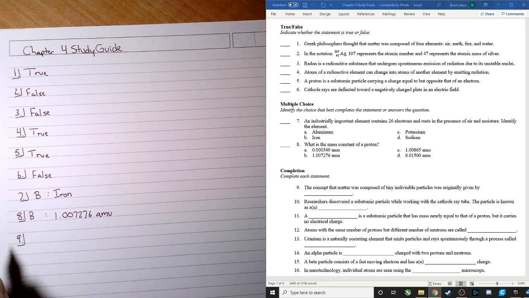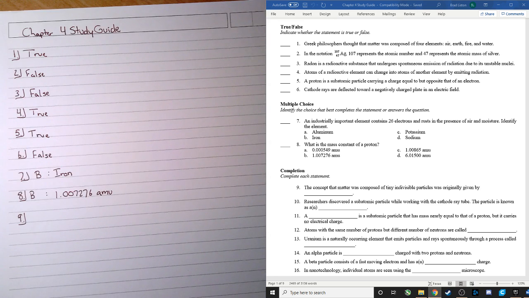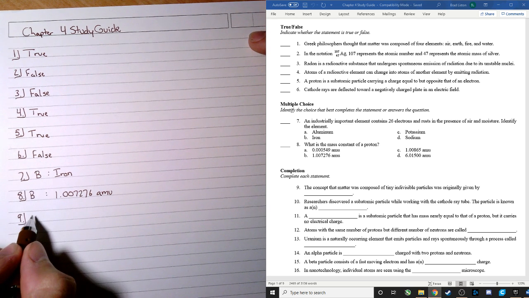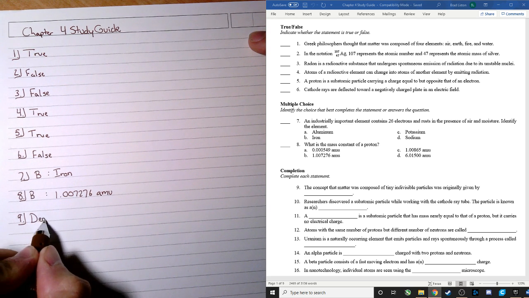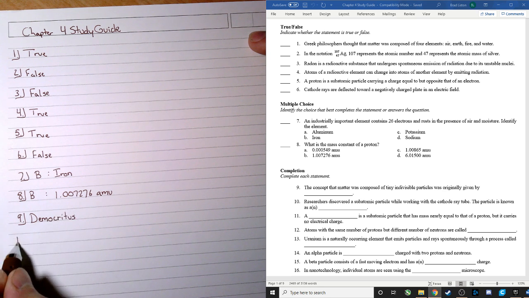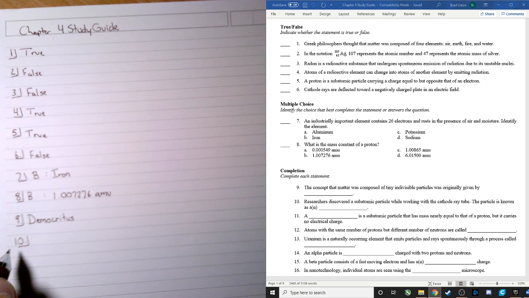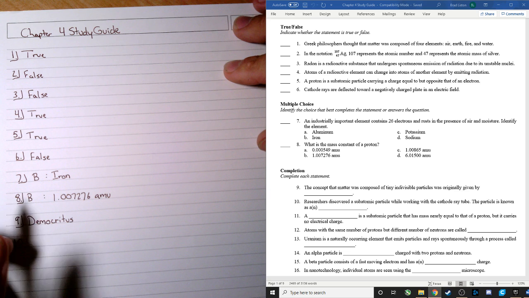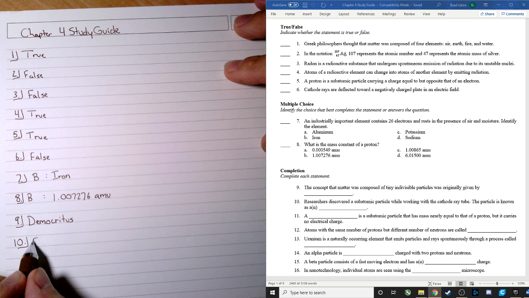So here I'm just going to get through these. Matter was composed of tiny indivisible particles, was originally given by old Democritus. Number 10, researchers discovered a subatomic particle while working with cathode ray tubes. That was an electron.